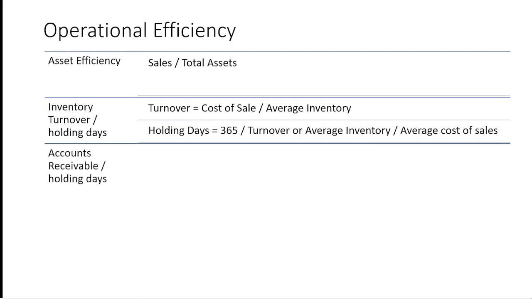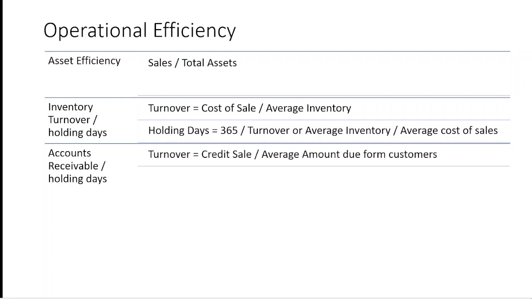Then you have accounts receivable days, same concept, same formula. Turnover will be credit sale divided by the average amount due from customers. Here we are using credit sale because we are talking about dues from customers, which is based on the sales value rather than the cost of sales. The turnover will tell us how many times we are selling to customers on average. It does not say one customer, but per dollar that we have invested in the customers, how many times we are able to sell.